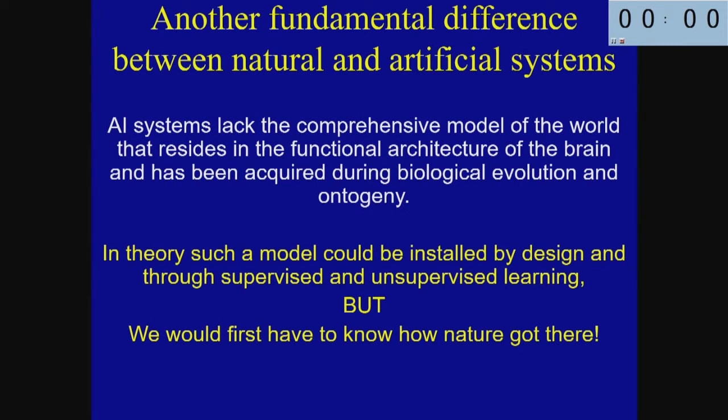Now, I think in theory, such a model could be installed by engineers by design and through supervised and unsupervised learning in artificial systems. But before this will be possible, I think we would first have to understand a little bit better how nature got there to the implementation of this internal model. And I think we are far from really understanding how that is done, both during evolution and then during real life. And another 2 slides and then I'm done.